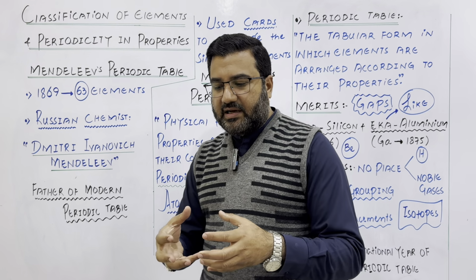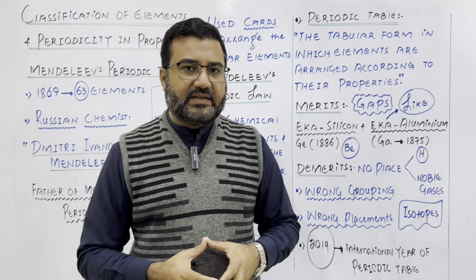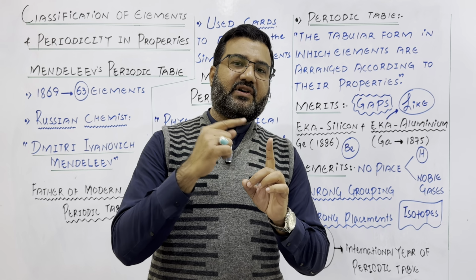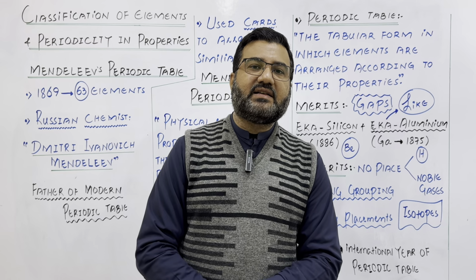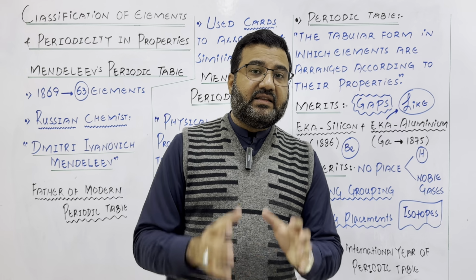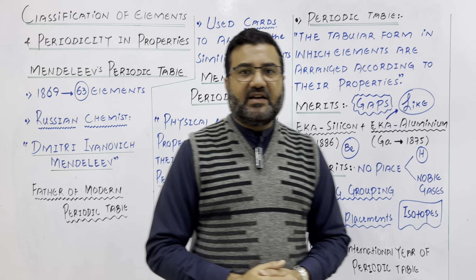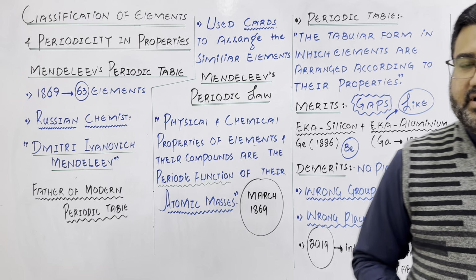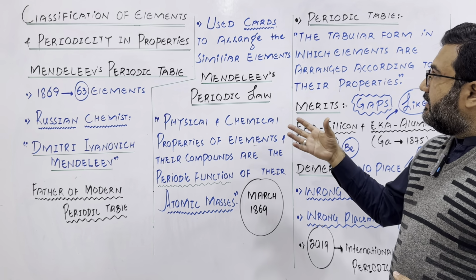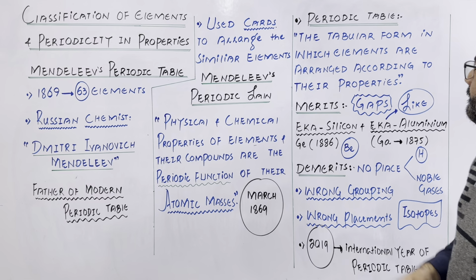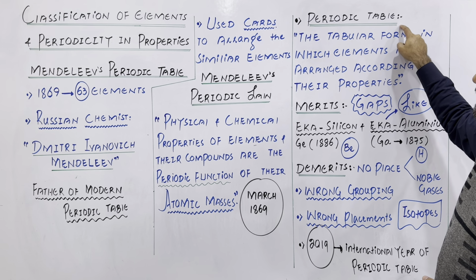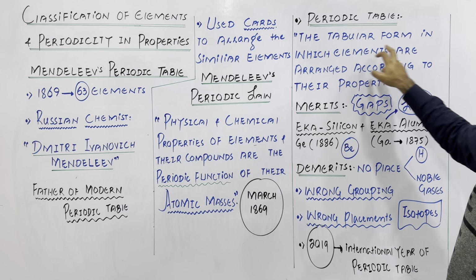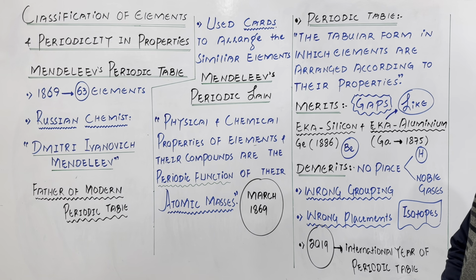So the gist of Mendeleev's periodic law is, number one, atomic mass is the fundamental property of an element, and number two, when the elements are arranged in ascending order of their atomic masses, then the elements with the same physical and chemical properties are repeated after regular intervals. On the basis of his periodic law, he arranged the elements in a tabular form, which is called the periodic table. The periodic table is basically the tabular form in which elements are arranged according to their properties.